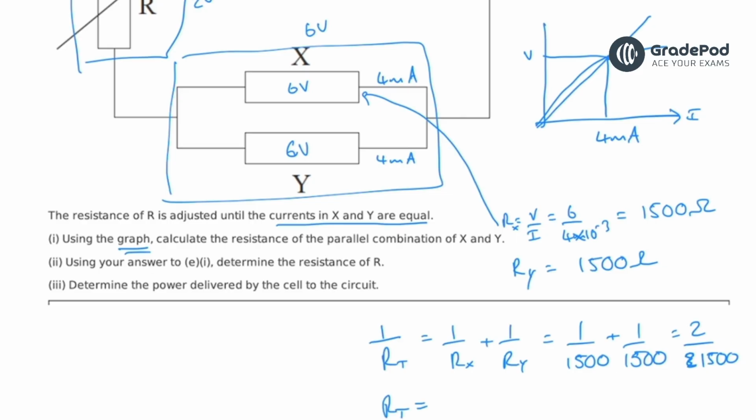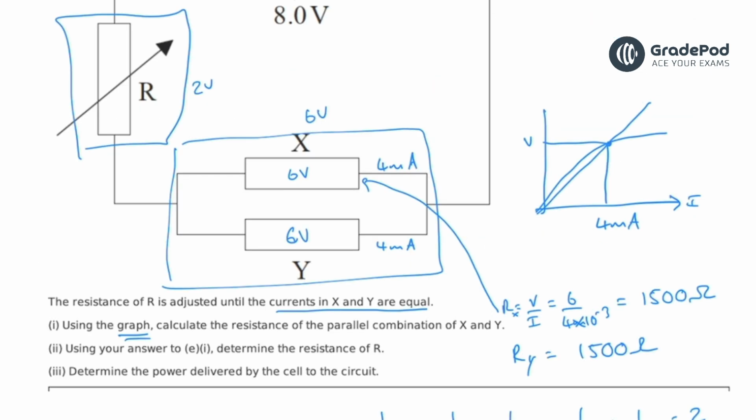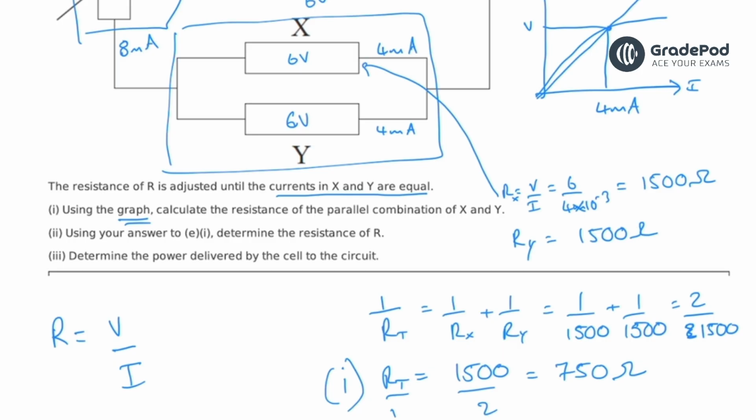So RT is equal to 1,500 divided by 2, which gives us 750 ohms. So the answer to number 1 is 750 ohms. Using your answer to E, determine the resistance of R. So big R, we know has a voltage of 2, and we know it's also got a current of 8 milliamps, because there's 4 coming from here, there's 4 coming from here, they add up to 8. So we've got 2 over 8 times 10 to the minus 3 gives us a value of 250 ohms. So that's the answer to number 2.